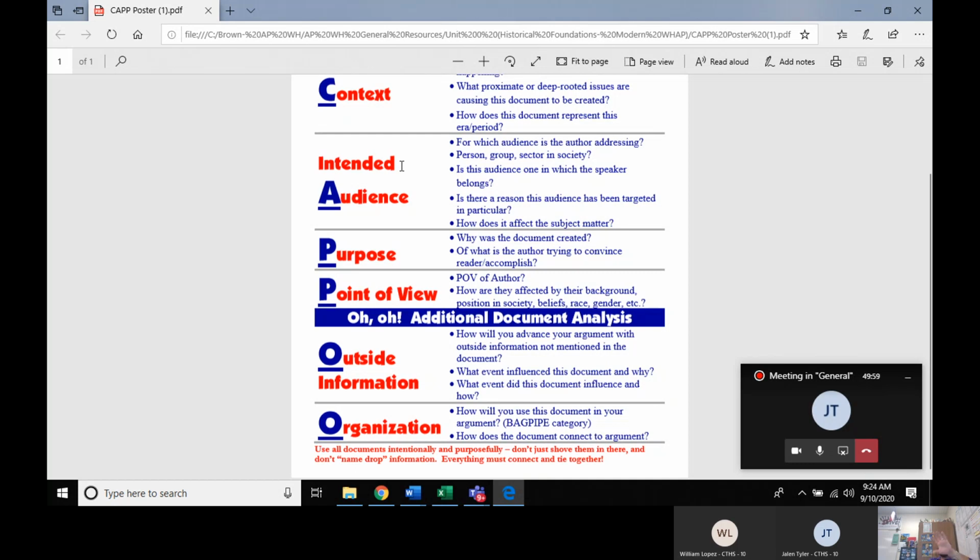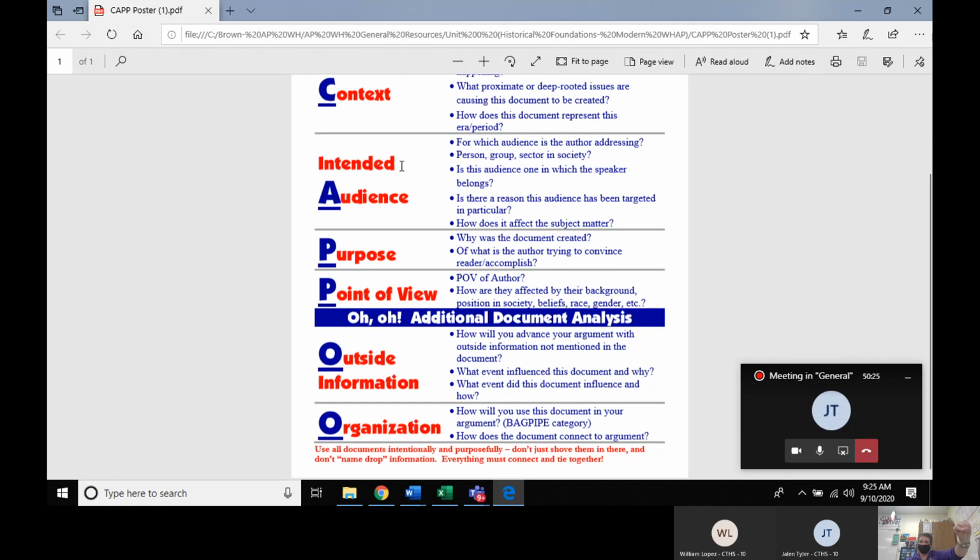Now, for right now, this is just an introduction. Later on, when we have fairly significant document analysis assignments, or especially when you've got to write about documents in your DBQ essay, these are things that you're going to have to bring up. But for right now, we're just introducing it. That way you can think about these things when we move on to our next thing, which is our practice document analysis assignment.